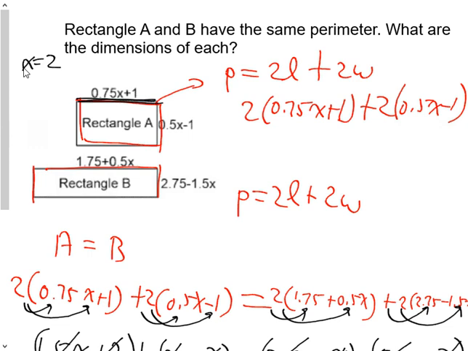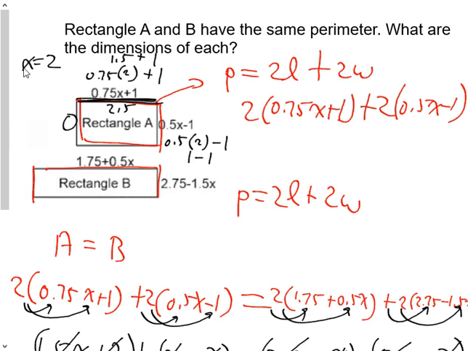So if this length is 0.75x plus 1, then 0.75 multiplied by 2 plus 1 is its length, or 1.5 plus 1, or 2.5 is its length. When I substitute into 0.5x minus 1 with x as 2, I get 1 minus 1. That's interesting. That means the width of the rectangle doesn't exist. The width is 0.